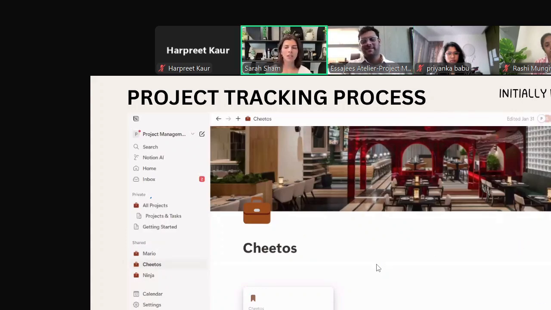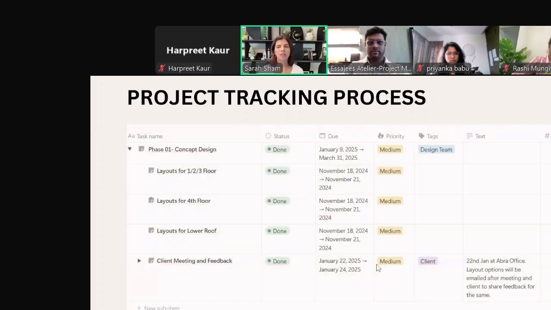We have three internal teams: Marios, Cheetos, and Ninjas. Each team handles about 15, 16 projects. Based on which team it is, we can check how things are going, and every timeline is written.